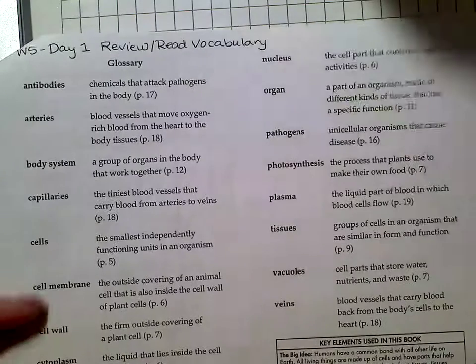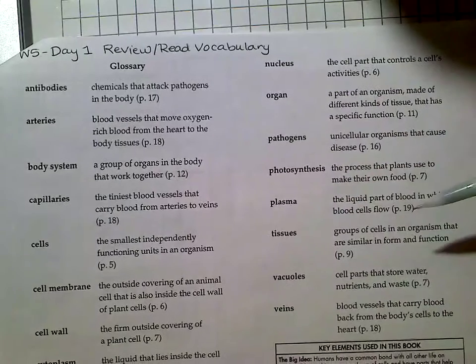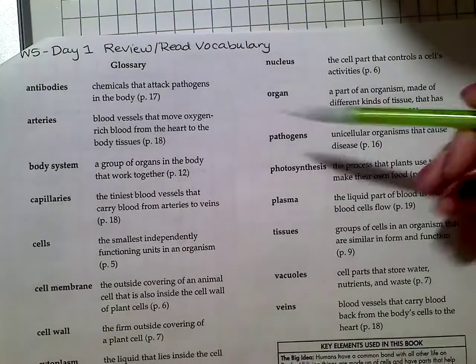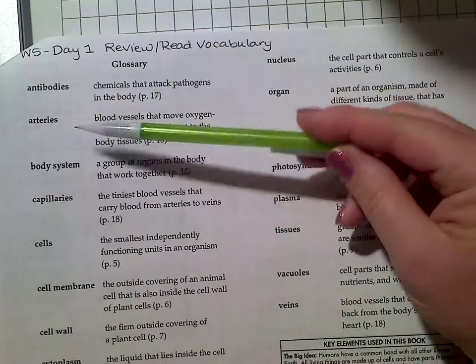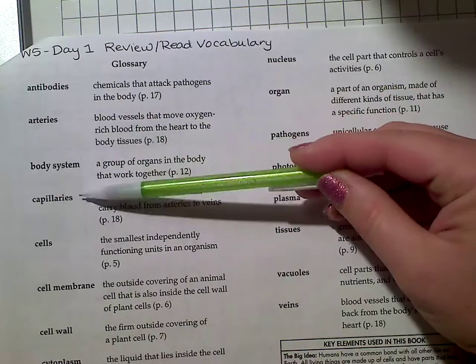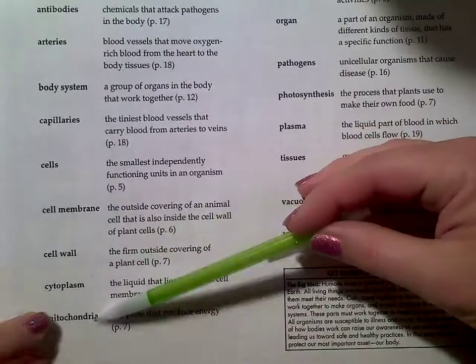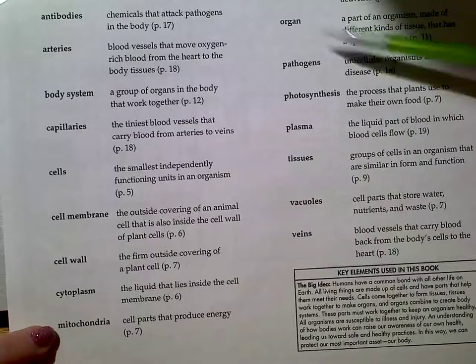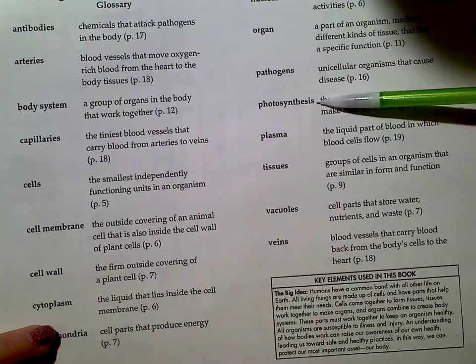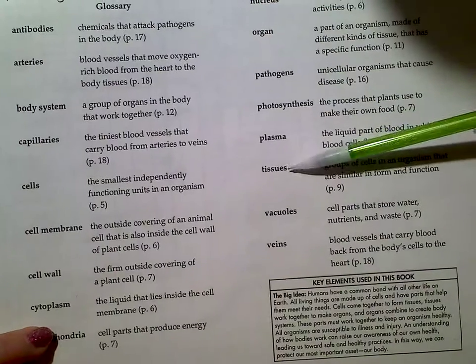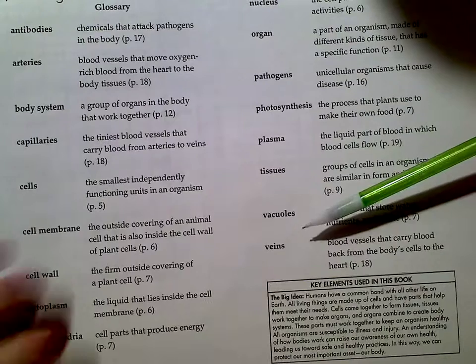So, I put the vocabulary in here, and I would like for you to look them over. We're really talking about antibodies, arteries, body systems, capillaries, cells, cell membrane, cell wall, cytoplasm, mitochondria, nucleus, organ, pathogens, photosynthesis, plasma, tissues, vacuoles, and veins. Okay. And here we go.